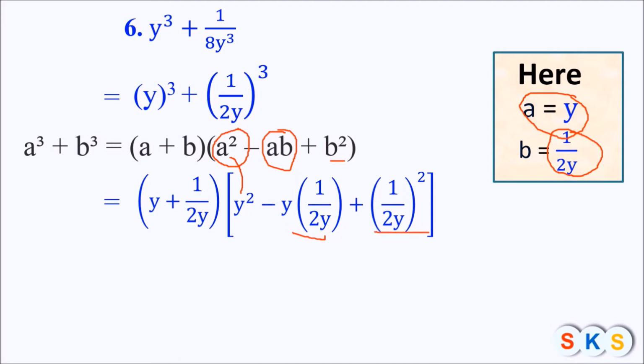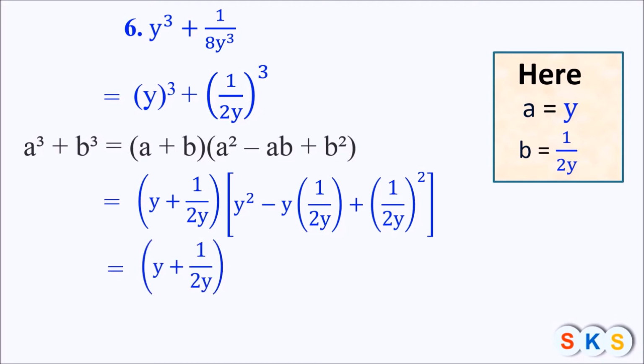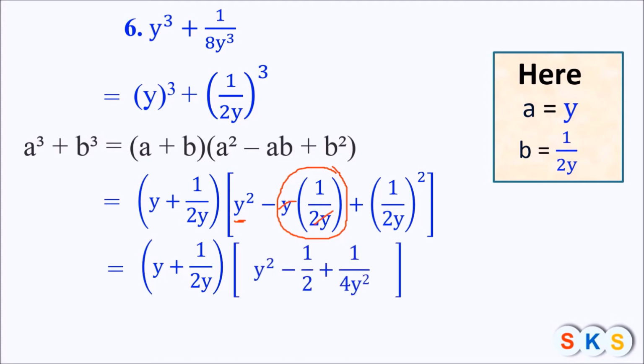After this we will simplify it further. Let's see what we will get. The first bracket we will copy as it is. In the second bracket, the first term is y square. We will simplify y square, we will get here y only. Now look at this part, y into 1 upon 2y. So this y and this y will get cancelled. If I cancel this y, what we will get here? 1 upon 2. So we will get here y square minus 1 upon 2, plus 1 upon 4y square.